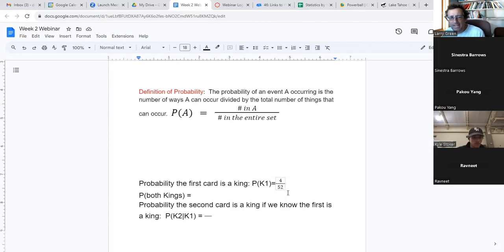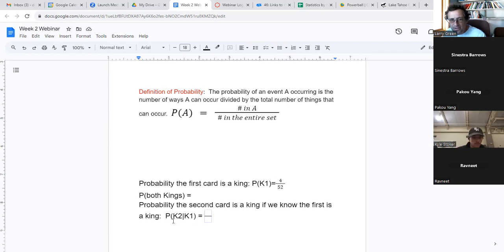Okay. We want to find out the probability that not just the first is a king, but we want both to be a king. Okay, that's much less likely. To find the probability that both are kings, we're going to have to do some work. The first thing is I'm going to rewrite it and say, what is the probability the second card is a king if we know the first is a king? I'm going to start with that little piece right there, finding that probability that the second is a king given the first is a king.